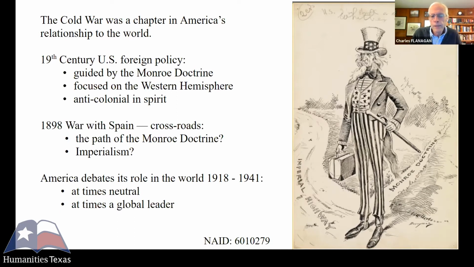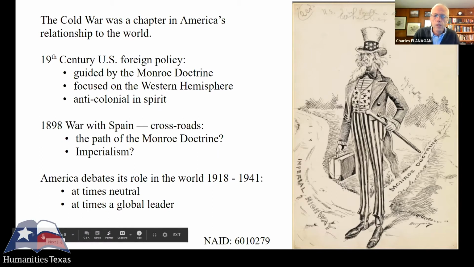But in 1898, the United States came to a crossroads. Would the United States choose to remain on the path of the Monroe Doctrine and be largely isolated from larger global actions? Or would the United States engage in the age of imperialism that was then kind of unfolding around it? Well, America didn't make a decisive decision. It debated its role in the world from 1918 to 1941. At times, many times, the United States aspired to be neutral. At other times, the United States was a global leader. So if you want to understand the Cold War, you have to see it in that larger context.